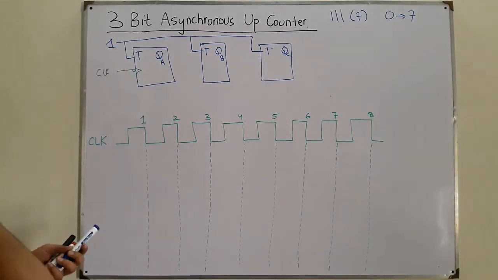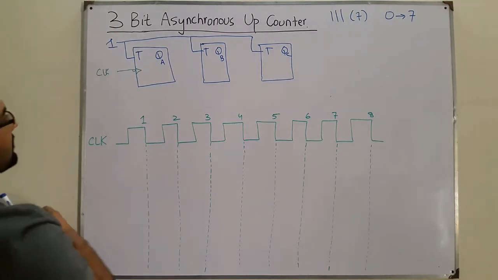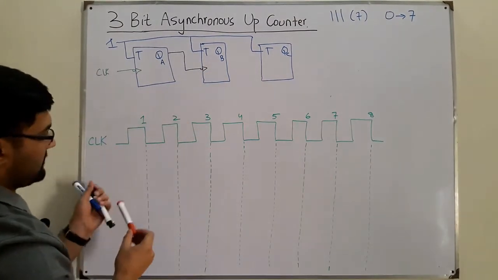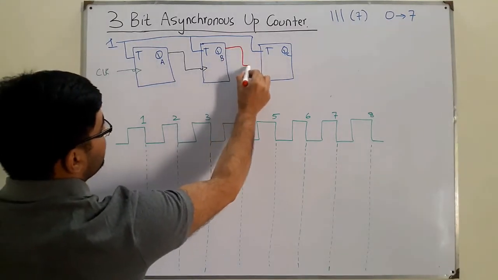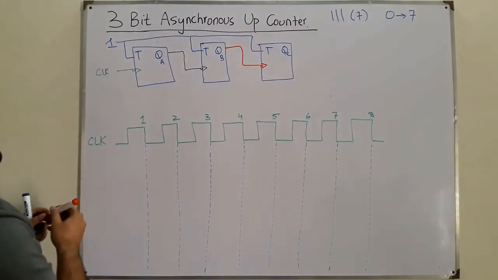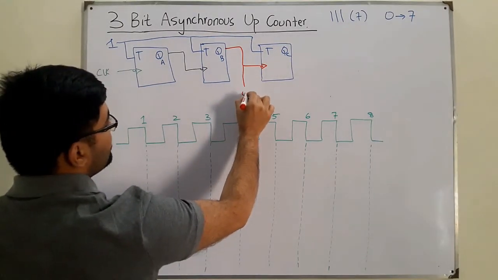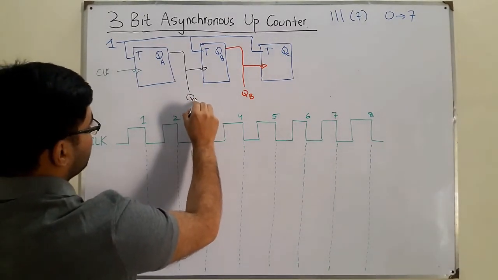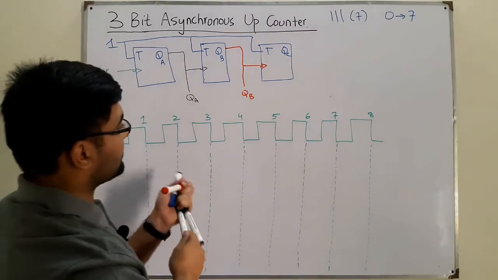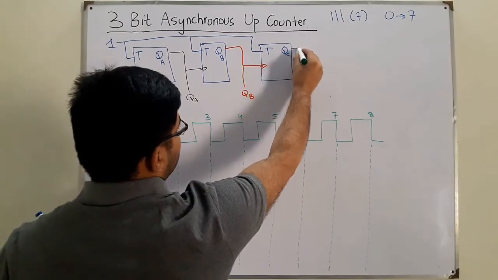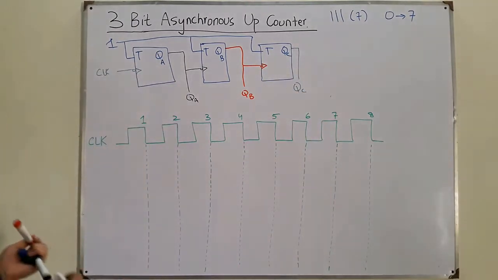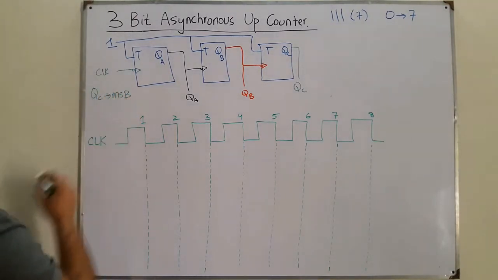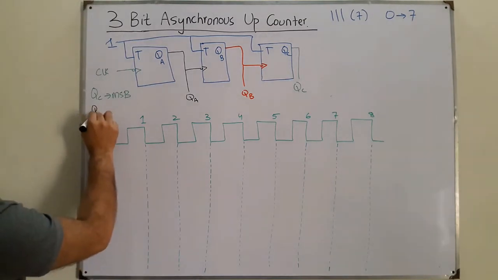Now what do you do? The output of the first flip-flop acts as a clock pulse to the next flip-flop, and the output of the second flip-flop acts as a clock pulse to the third flip-flop. And the outputs are QA, QB, and QC, with QC in the green color. In this case, QC is the most significant bit, and QA is the least significant bit.